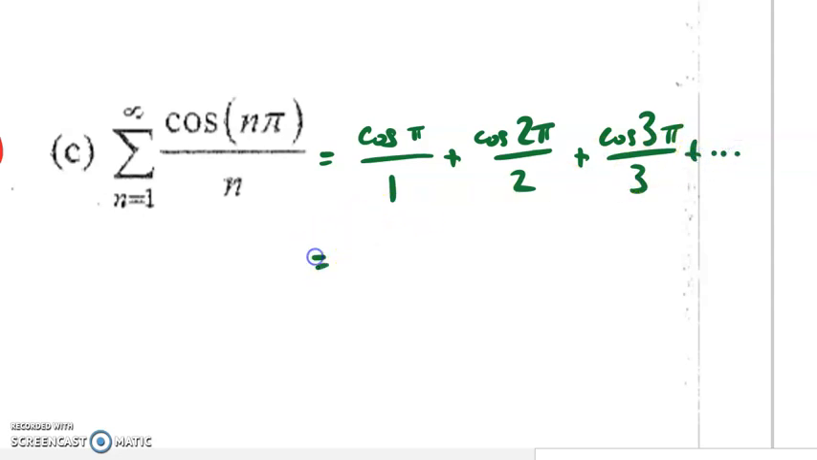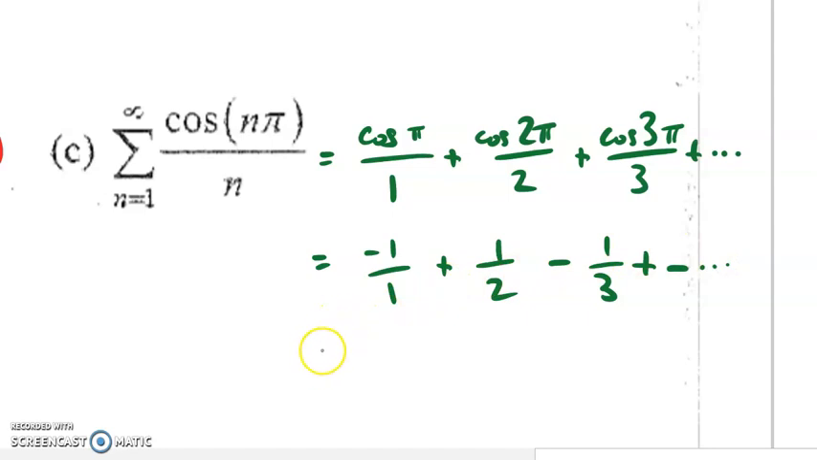And when we evaluate these, we should recognize, wait a second, cosine of pi is -1, and cosine of 2 pi is +1, and cosine of 3 pi is -1. And we actually have an alternating series in disguise. In fact, we could rewrite this in a more friendly form as -1 raised to the n over n, right? Because when n equals 1, our numerator is -1. When n equals 2, our numerator is +1, etc.